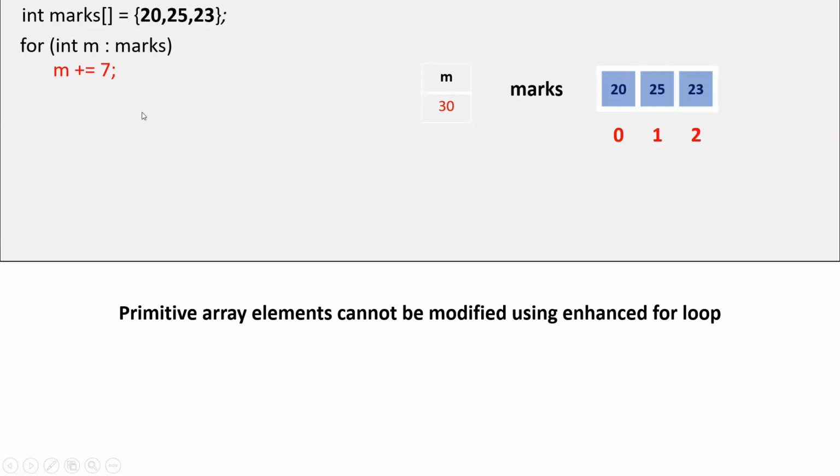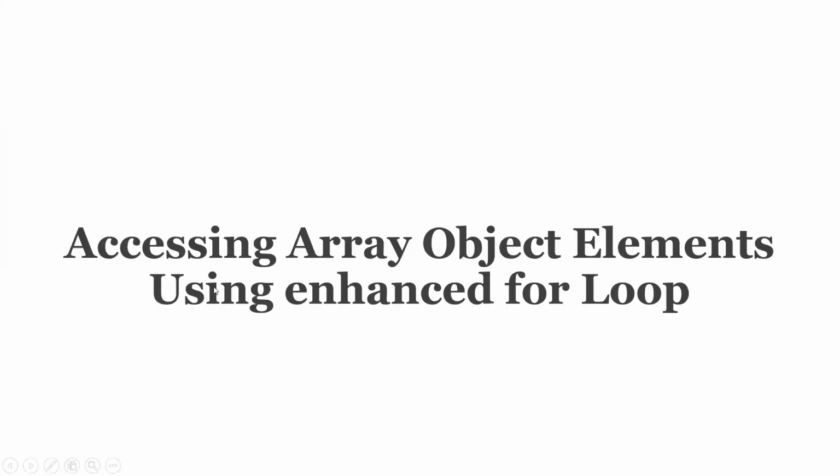At this point, the loop ends, and at the end of the loop, the array elements still have the same value as the original array, and nothing has been changed. So do note, primitive array elements cannot be modified using the enhanced for loop. Okay, so this we saw with primitive data types, accessing those array elements and trying to modify them. Let us now move on to how we can access array object elements using the enhanced for loop.